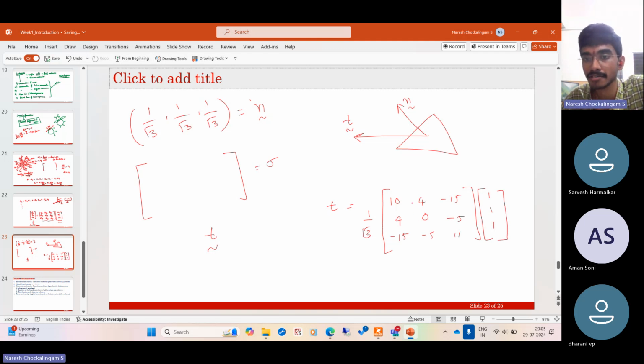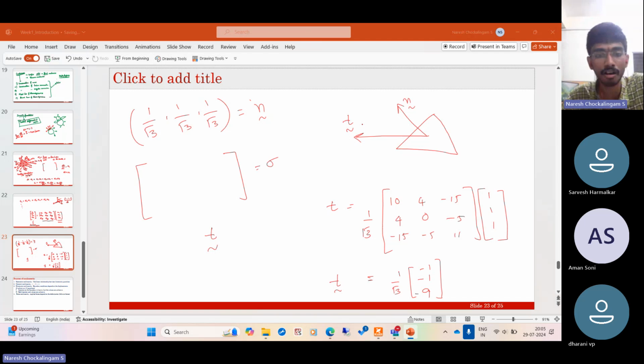Now just multiply this. So what is it? 10 plus 4 minus 15 is minus 1. 4, 0, minus 5 is minus 1. Minus 15, minus 5 is minus 20. Minus 20 plus 11 is minus 9. You have a 1 by root 3 outside. So these are the components of the traction vector.